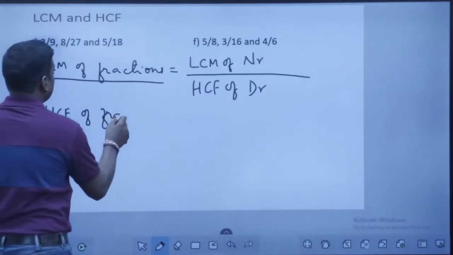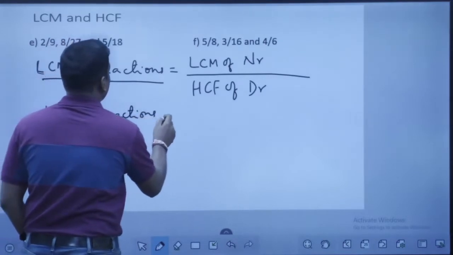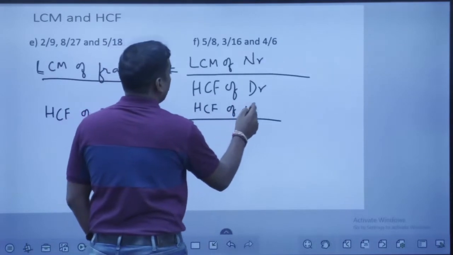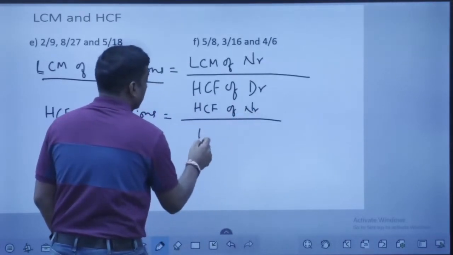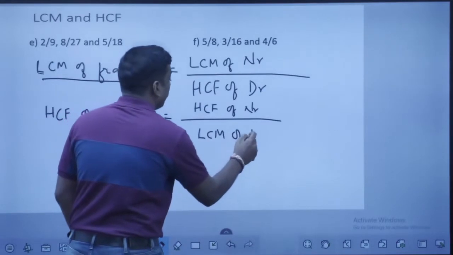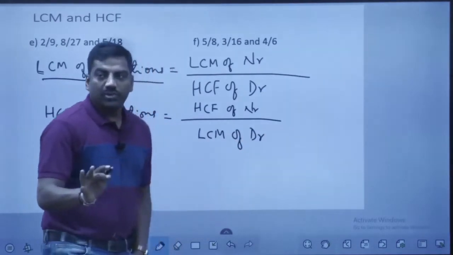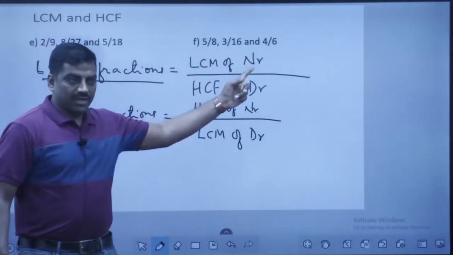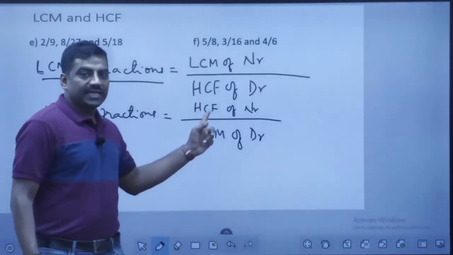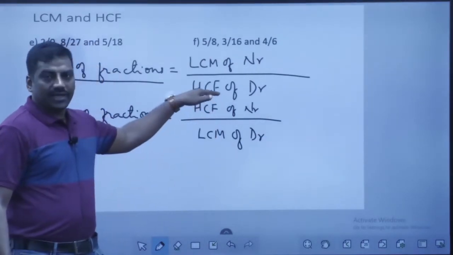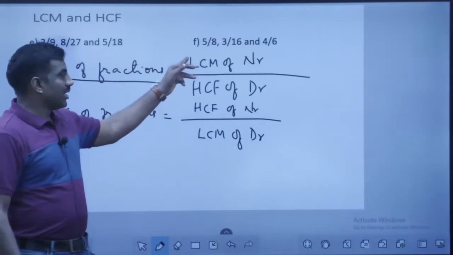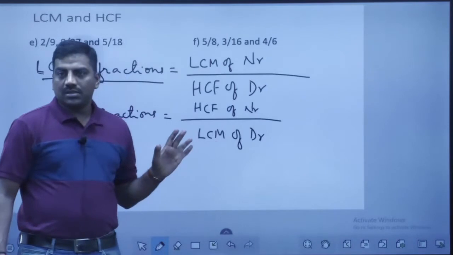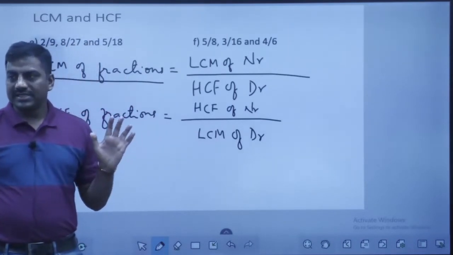Similarly, if I want HCF of fractions, again you have to find the HCF of numerators divided by the LCM of denominators. Opposite things. Here you want LCM, so you are taking the LCM of numerators. Here you are taking HCF, so you are taking the HCF of numerators. In the denominator, the opposite thing will come. Here if you have taken LCM, here HCF. If you have taken HCF, here LCM. Tough to remember? Easy to remember, right?